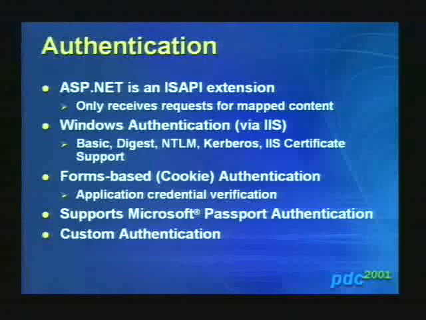ASP.NET has out-of-the-box support for Microsoft's Passport authentication. More about that in just a moment, too. And the last big bucket is something called custom authentication. And this basically means that your application is signing up to do all of its own authentication. Usually you do this by handling the authenticate request event that we saw a few moments ago, doing whatever authentication it is that you need to do, and then producing an authenticated principal object, which we'll talk about in a moment too. So the four big buckets are Windows, which means the platform or IIS took care of it.